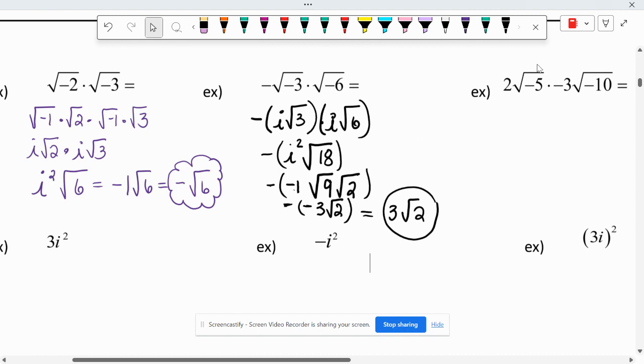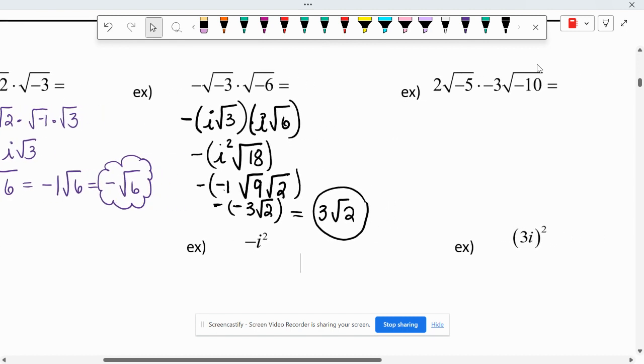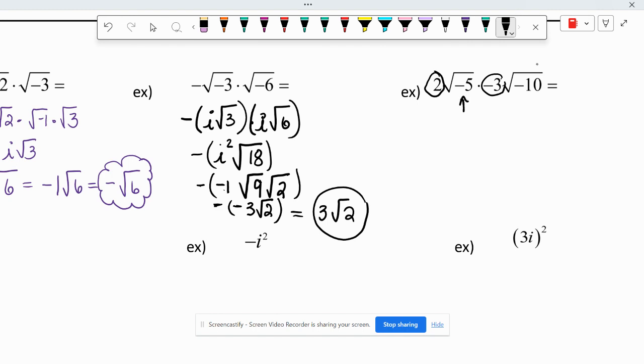So I'm going to freeze the screen and I want you guys to do this next example. The numbers that are outside, you're going to multiply together. You're going to turn this into i something times i something. Just try it. The worst case scenario, you have to erase it or scribble it out and redo it.